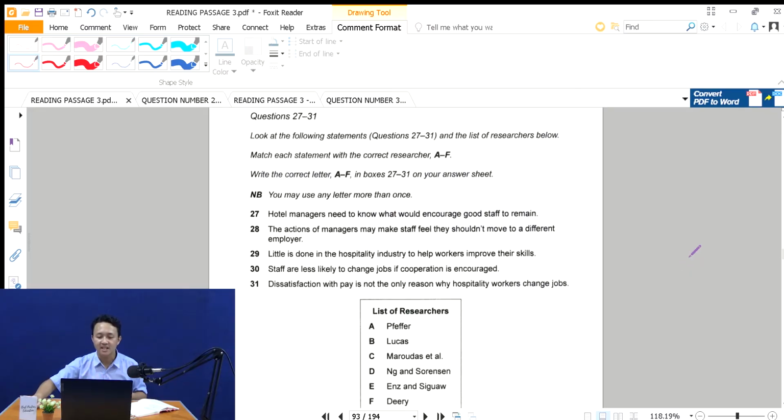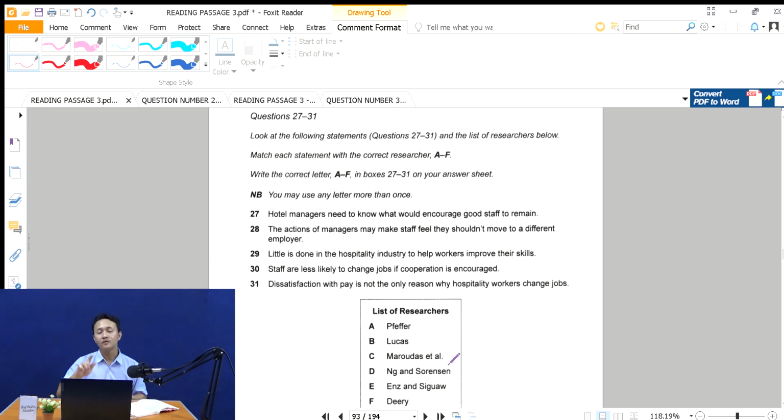If you have the student's book, you might want to open page 63. Now you will see here, this is what we call a matching features question item. See statements 27 until 31, and then the options are listed just like this.